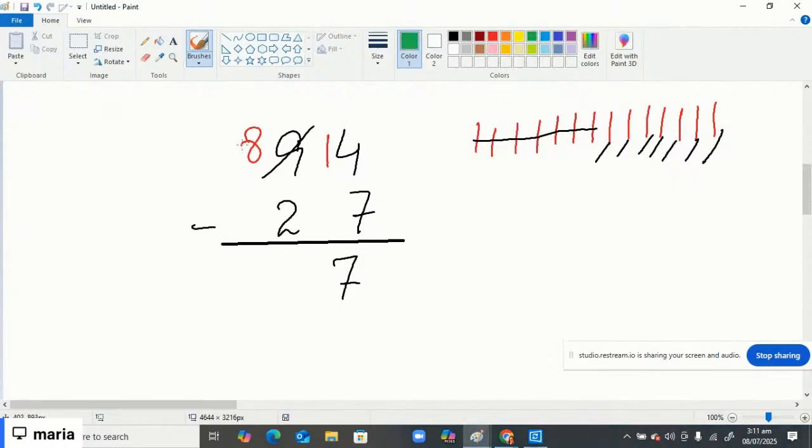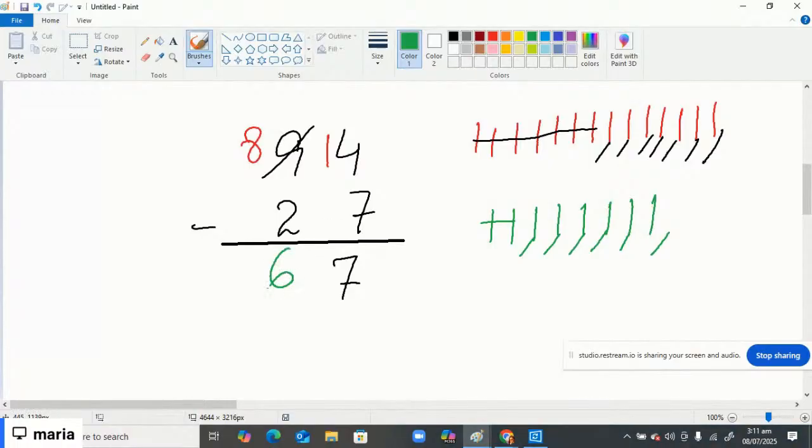Now 8 minus 2. We draw 8 lines. 1, 2, 3, 4, 5, 6, 7, 8. Now remove 2 lines. 1, 2. So how many lines are left? 1, 2, 3, 4, 5, 6. So here the answer is 67.